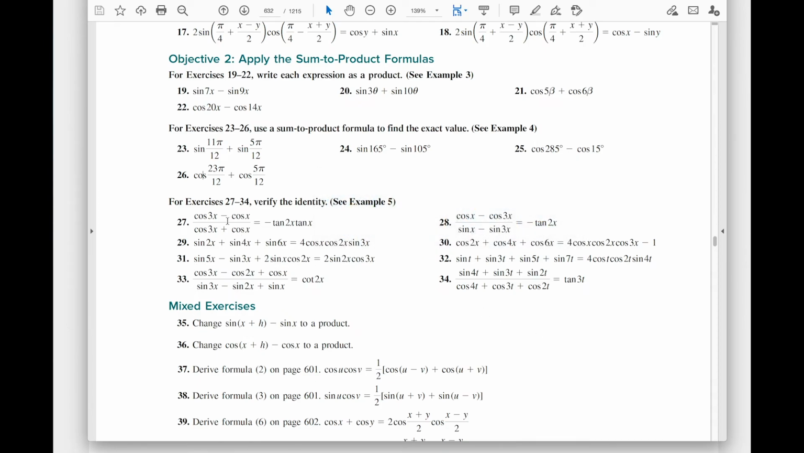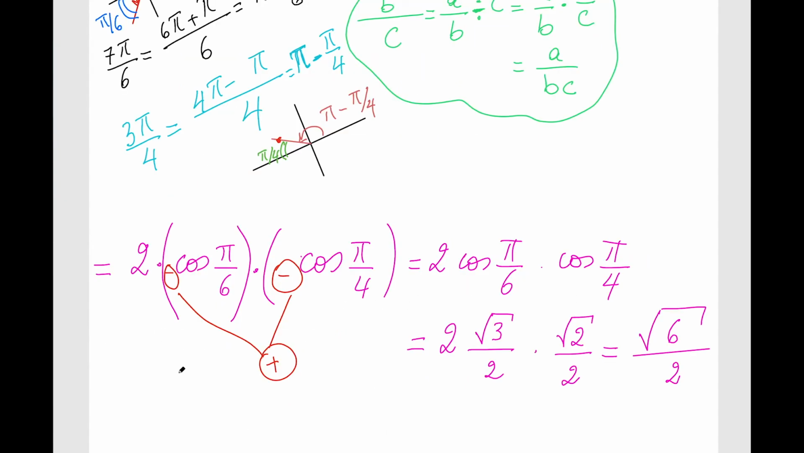All right, let's go to 27 through 34. Let's choose an identity, and let's choose 34 for this. So I have this quotient, sine of 4t plus sine of 3t plus sine of 2t, the whole thing divided by cosine of 4t plus cosine 3t plus cosine of 2t, is equal to tangent 3t. I want to show it, right? We want to verify this identity for all t's, as long as this expression makes sense.